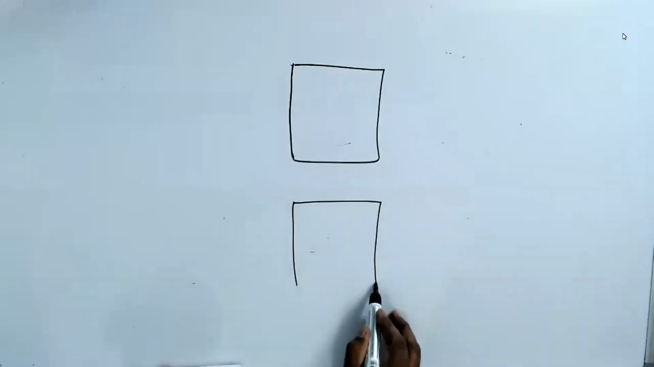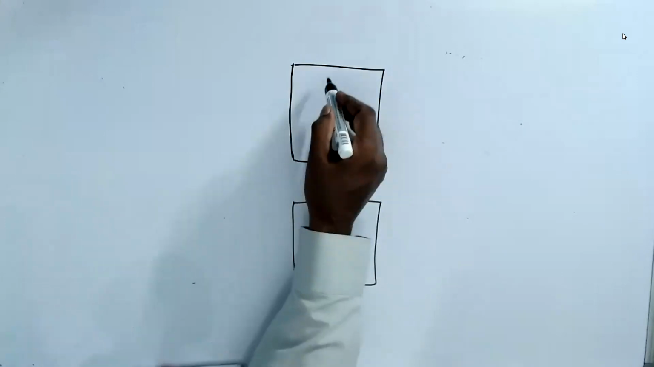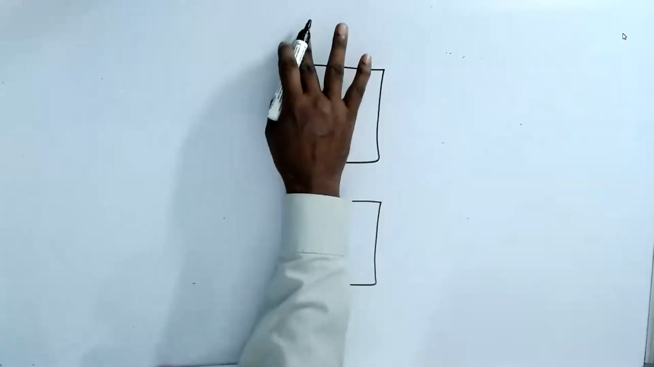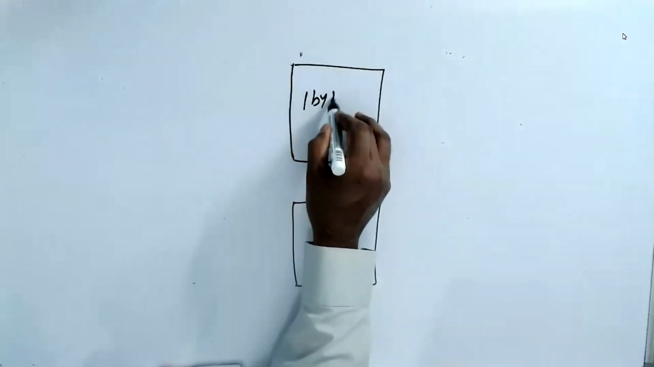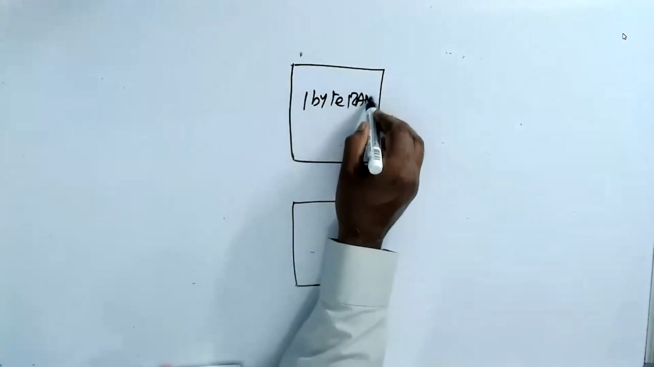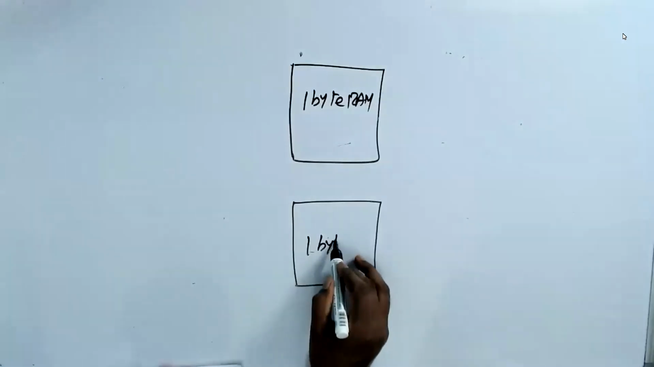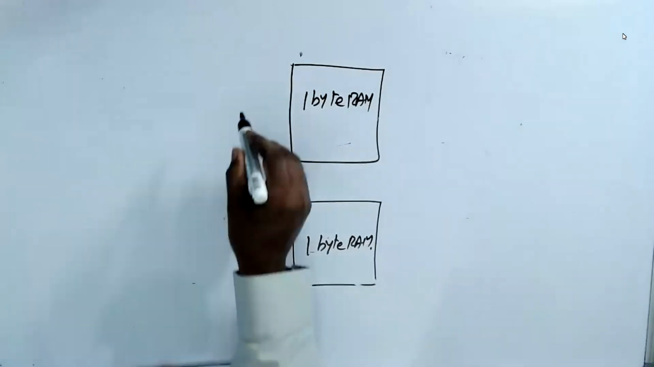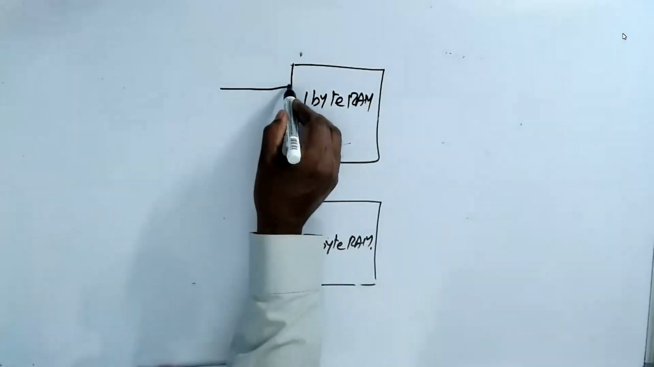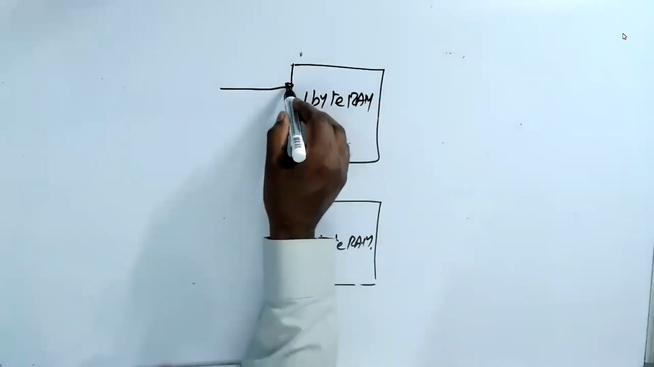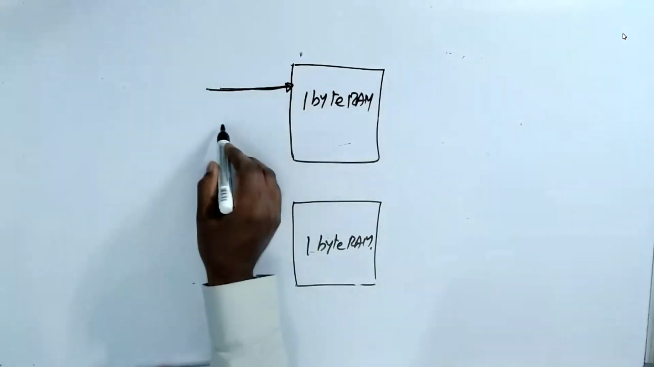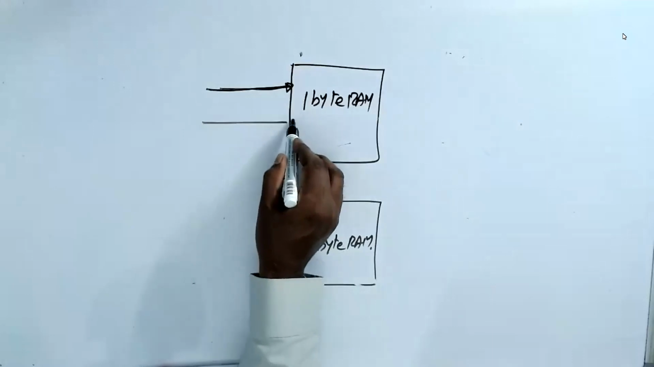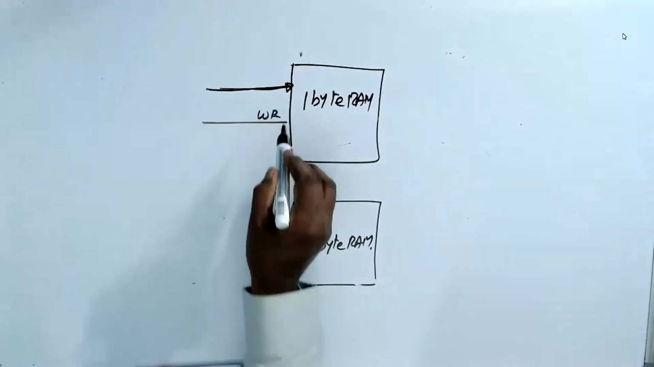See here. This is 1 byte RAM, 1 byte. This is 1 byte RAM. That's it. Now I have a data and I have a write signal and I have a read signal.